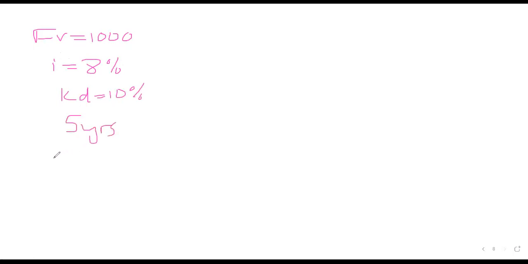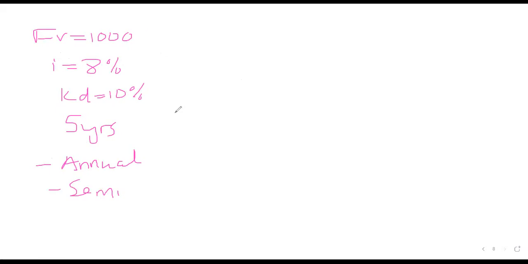Suppose we have a bond. The face value of this bond is 1,000, and the coupon interest is 8%. The market rate is 10%. This is a 5-year bond, compounded annually. We will also consider it compounded semi-annually, as a semi-annual bond. Let's calculate the values of these bonds.